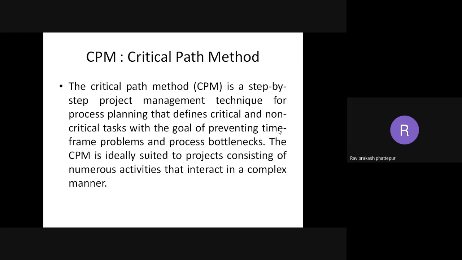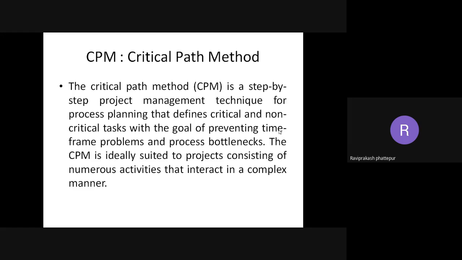Next, coming to CPM. CPM means critical path method. You can ask me, sir, what is this critical path? I'll just explain in brief now. But when you go to the problems, you will understand properly what this critical path method is, why we are using it, where it is being used, and what the advantages of it are.